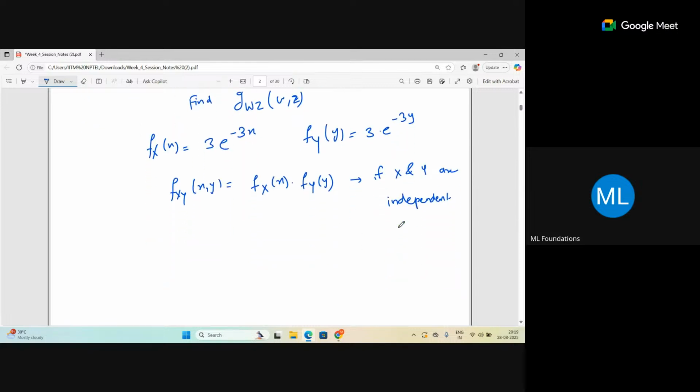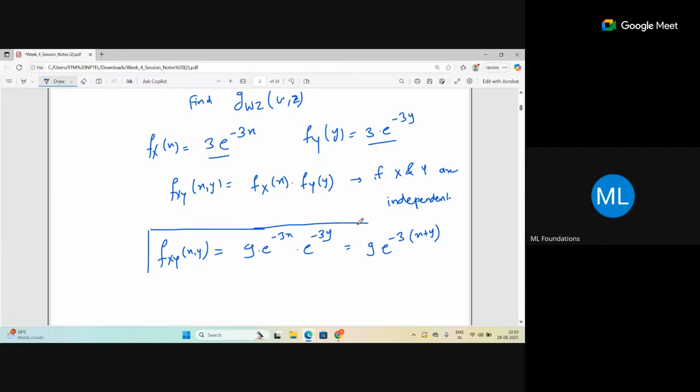Okay. So if I use this logic, then the joint density of xy will be what? It will be the multiplication of these two quantities, this one and this one. So 3 into 3 becomes 9, and e to the power minus 3x into e to the power minus 3y. Combining these, it will be 9 e to the power minus 3 common, (x plus y). Is that fine? I hope that is okay. Fine, sir. Right, so this is my joint density of xy.